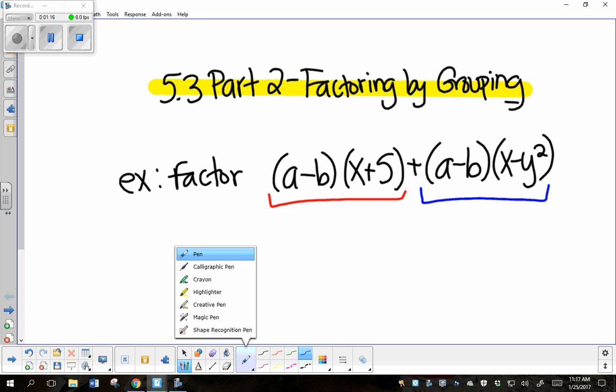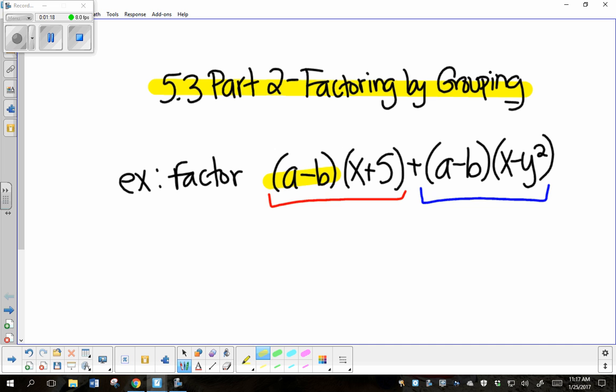So what I'm going to do here is I'm going to be pulling this a minus b. Since it's in both of those, I can divide it out. So I'm kind of opposite of distributing. I'm going to pull it out and put it out in front. So I'm going to write a minus b in parentheses out in front because that's what I'm factoring out. And then what you do is you open up some parentheses to write what I'm left with.